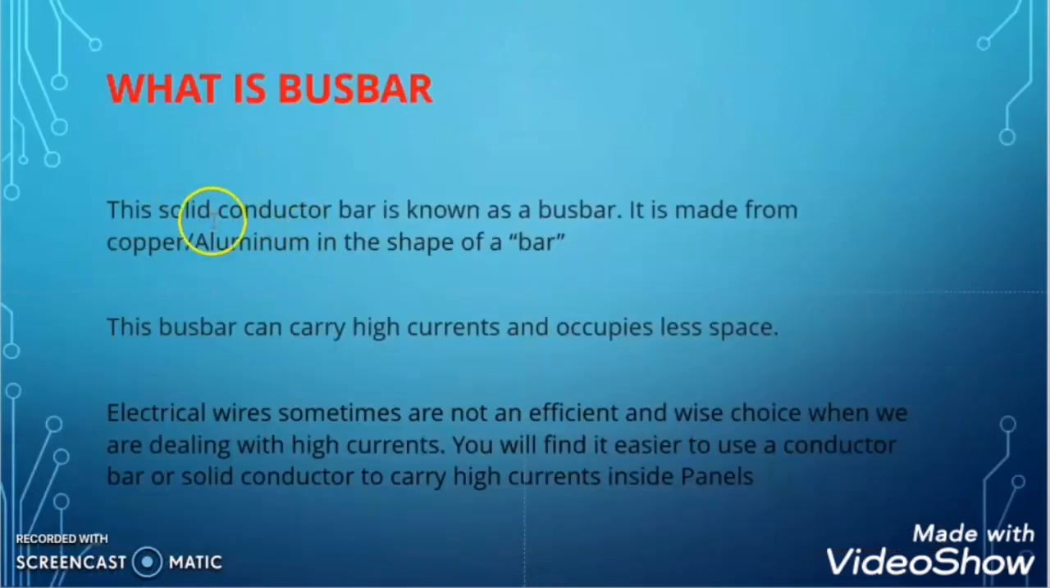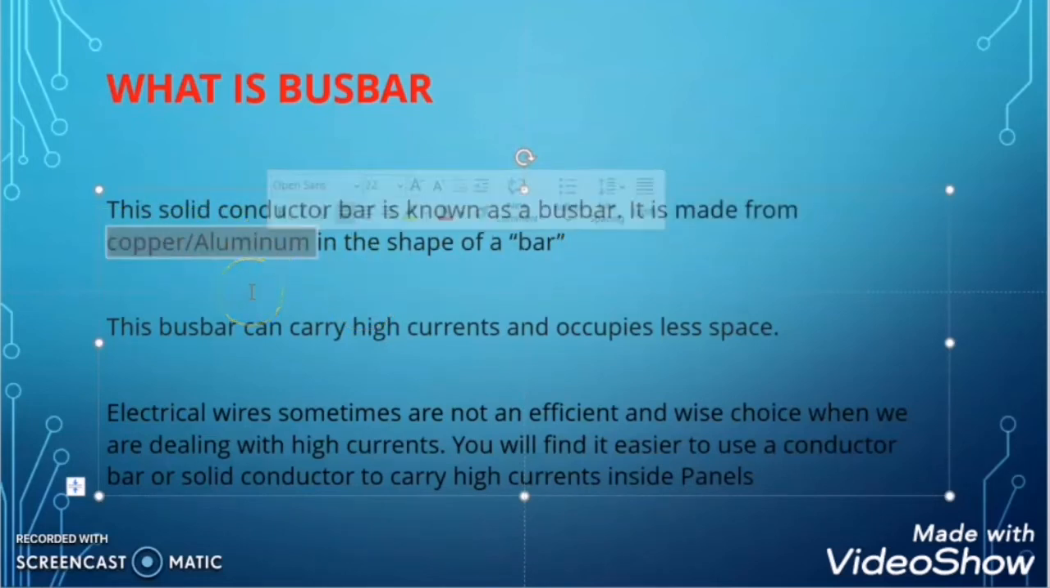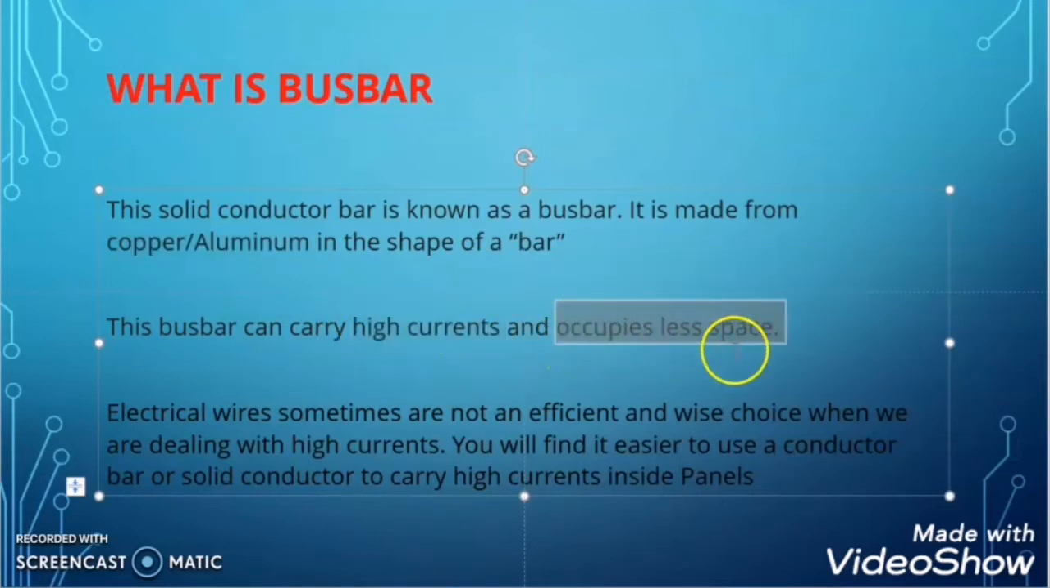A bus bar is a solid conductor bar. It is made up of either copper or aluminium. Where are we using this bus bar? We are using these bus bars in the panels and electrical switchgears. Why are we using the bus bar in electrical panels and switchgears? Because it can handle high currents and takes very little space. So this is the importance and use of the bus bar.